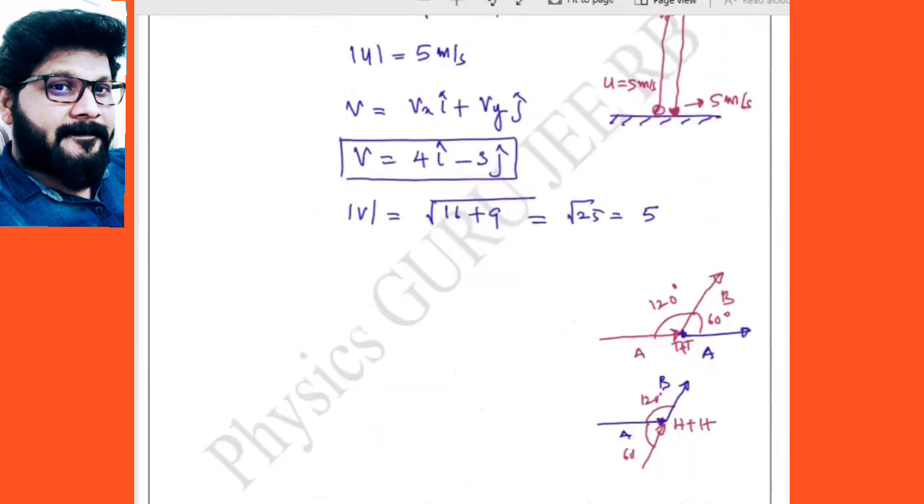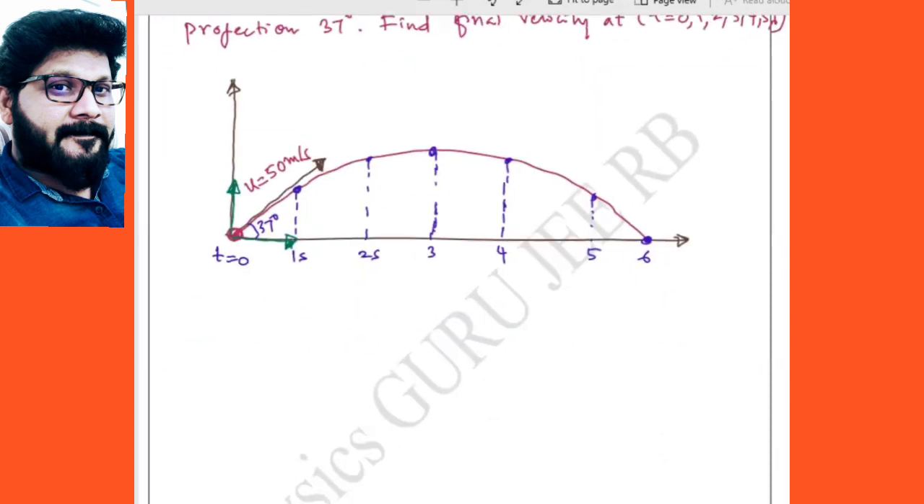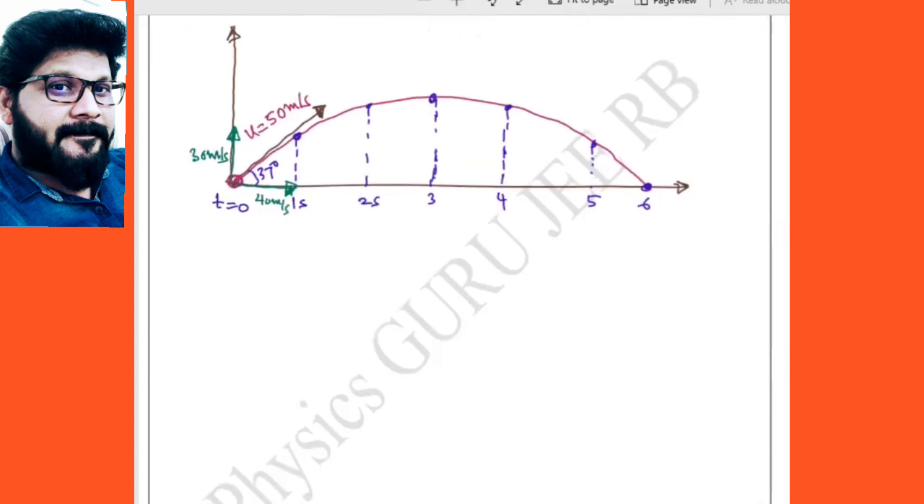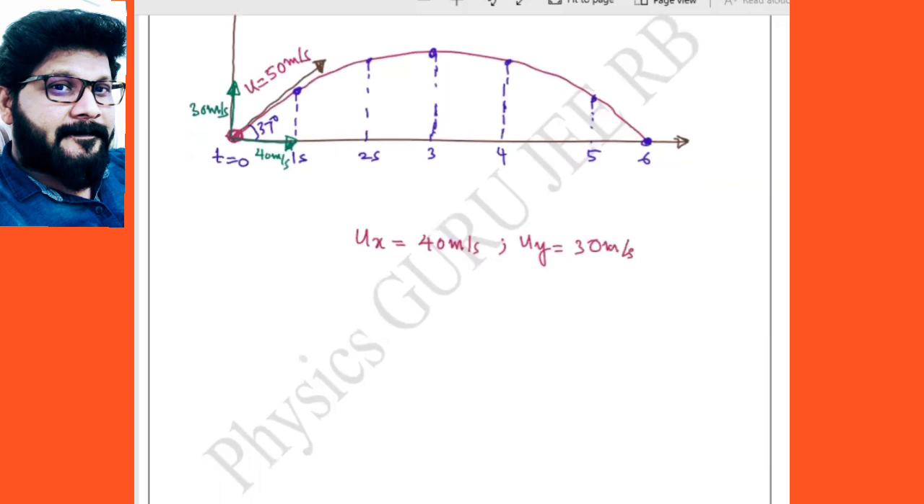Let me write the values here. So this is 40 meter per second and 30 meter per second. Hope this is clear. So these are the initial velocities. Now if I write, ux equals 40 meter per second and uy equals 30 meter per second. Fine. So at a time t equal to 0, what are the velocities? These are nothing but the initial velocities.